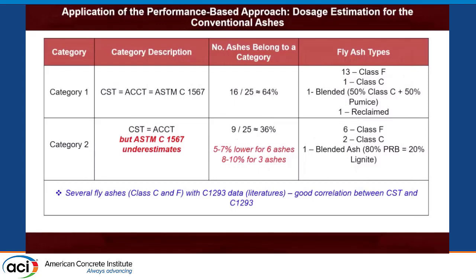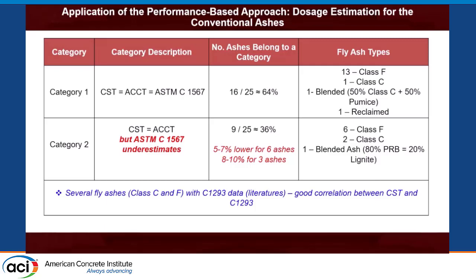We did conventional ash. You see the results, category 1. Chemical screening tool, 1 to 2 days. C1567, 14 days. And ACCT, 75 to 90 days. 64% a good match, right? For that 64%, there is no worry, all are giving the same results. What about the 36%?